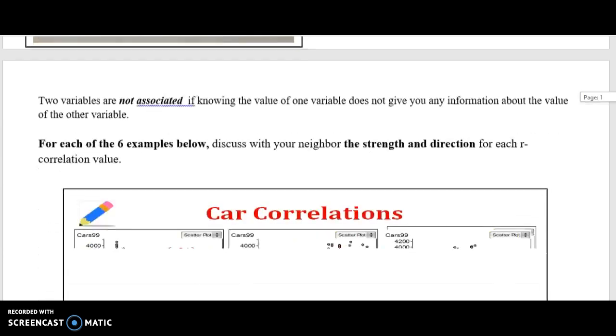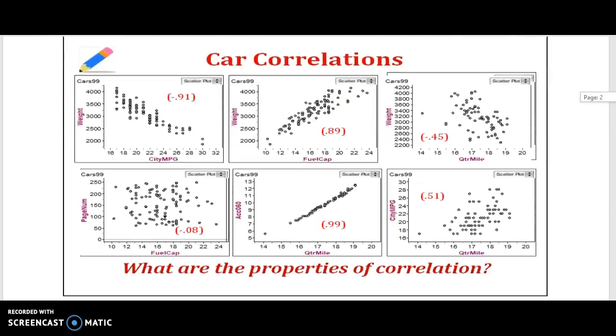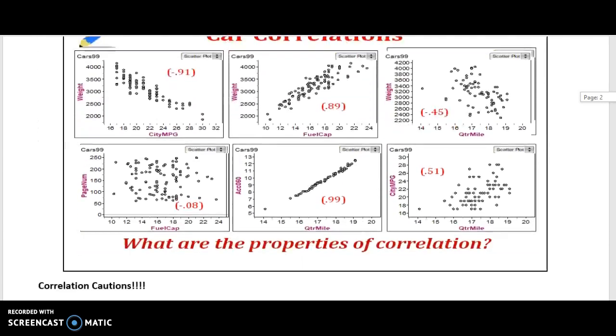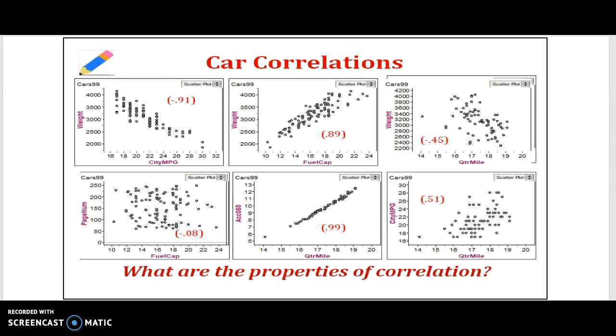So let's take some examples. Here are some numbers. These are just some quantitative variables associated with cars. And in the red in parentheses is your R correlation coefficient. So on the x-axis, our explanatory variable is city miles per gallon. And on the y we have weight of the car. And it's negative 0.91. Negative meaning negative association, and 0.91 being very strong.